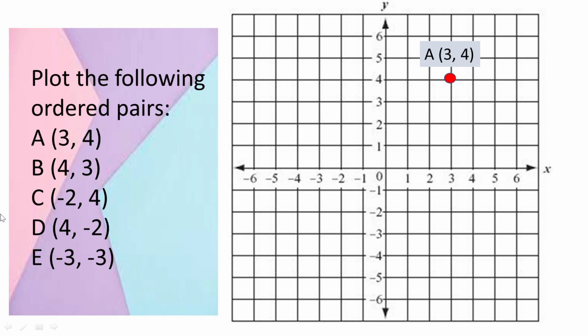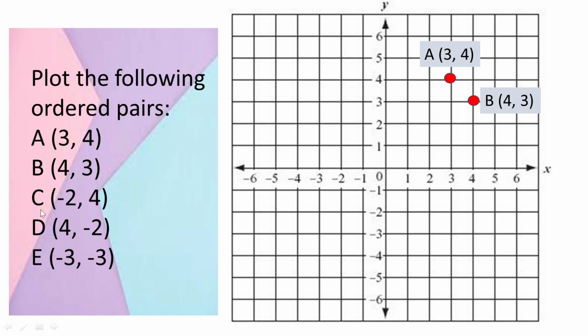Next, for point B, positive din po pareho. So, ibig sabihin quadrant 1. So, locate the x-coordinate 4. 1, 2, 3, and 4. And move upward 3 units. 1, 2, 3. So, this will be our point. And label it with B, point B, 4 and 3.